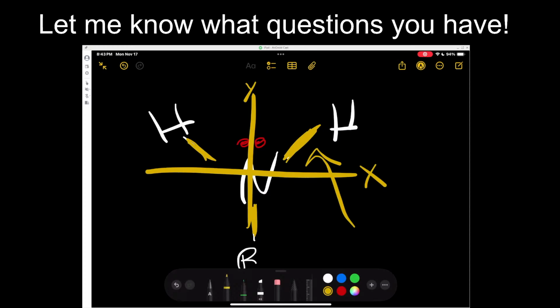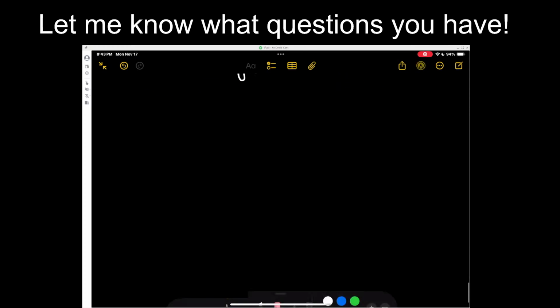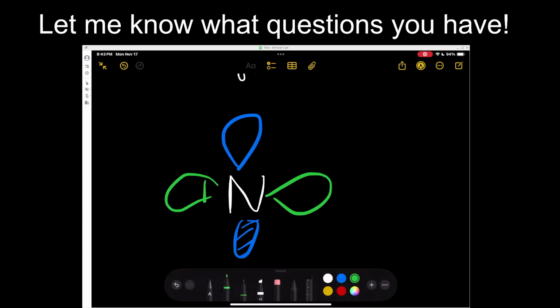Yep, I agree. X and Y, definitely. So just to visualize that for a second, what do you mean when you're saying that? Again, this nitrogen by itself has a py on it. It has a px on it, and it has a pz on it. And it also has its s orbital.